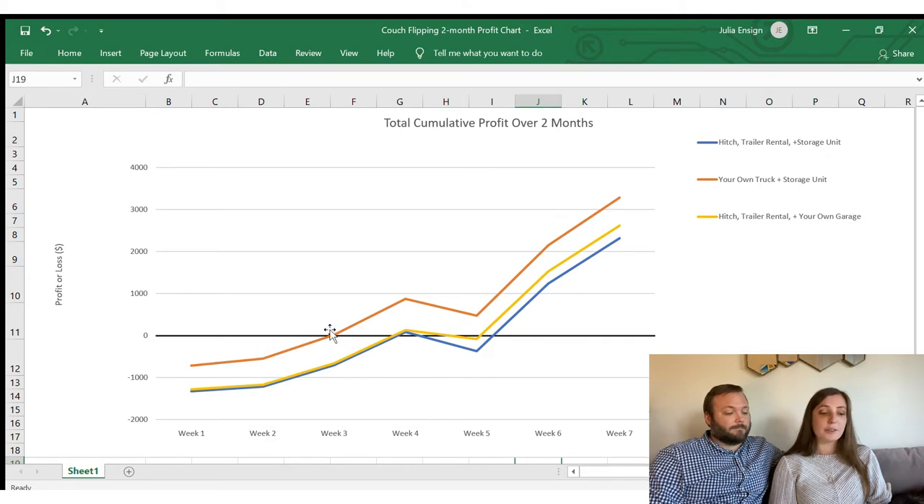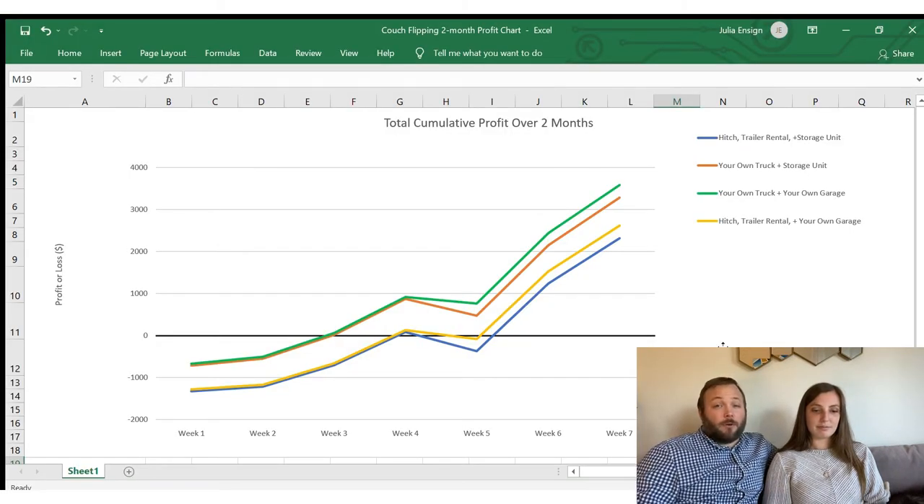But as you can see, it still follows the same pattern. We don't dip back down below into the negative point anymore, which is really nice, where you can see the first two strategies, picking up a hitch with a trailer, you might dip down below the break-even point, but this one follows a similar trend. And you ultimately make a bit more profit than you would if you had to do the hitch and trailer rental.